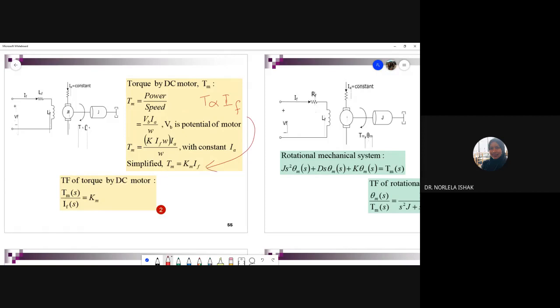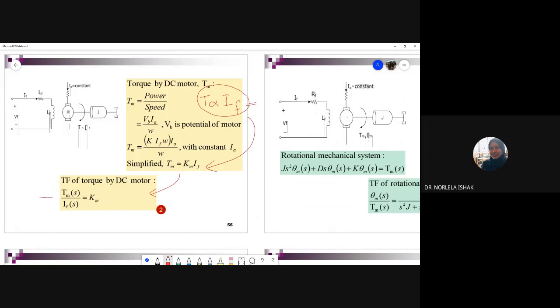Torque equals Km times IF, where Km is a constant coefficient for the motor, and IF is the field current. So you rearrange and you can get this one. Because torque is proportional to IF, torque means output. Torque is the output, proportional to the current. So from this equation, we know torque is the output and IF is your input.